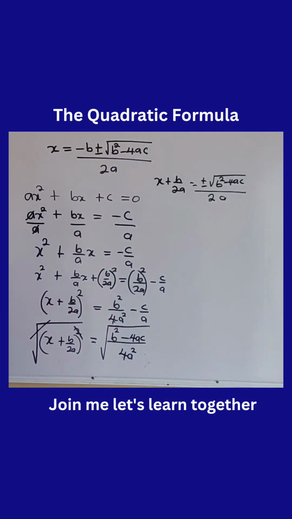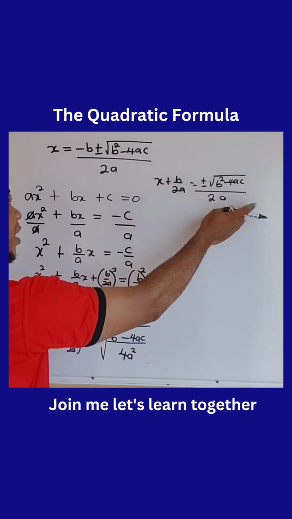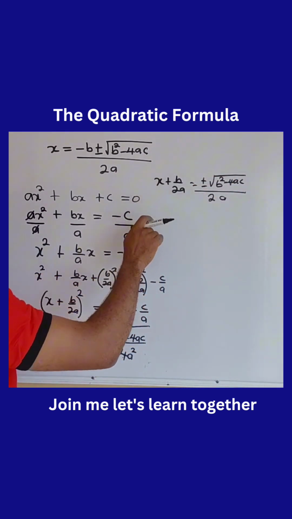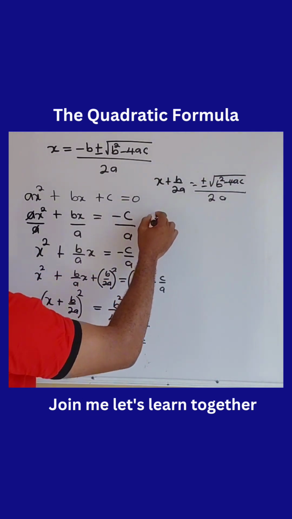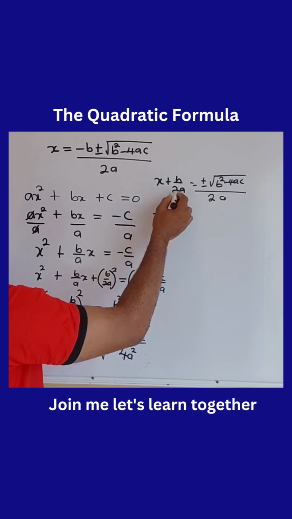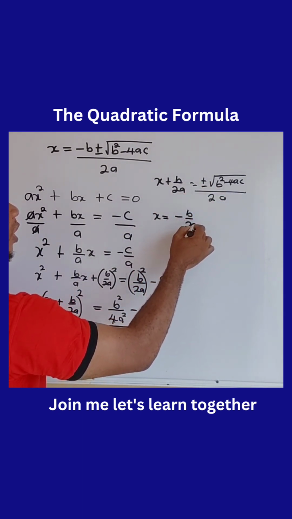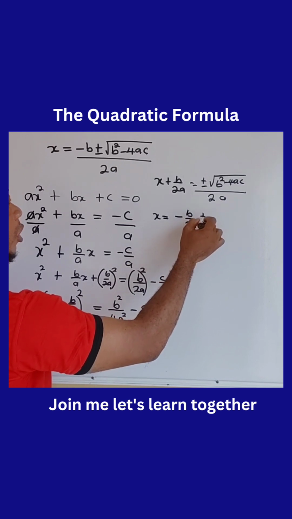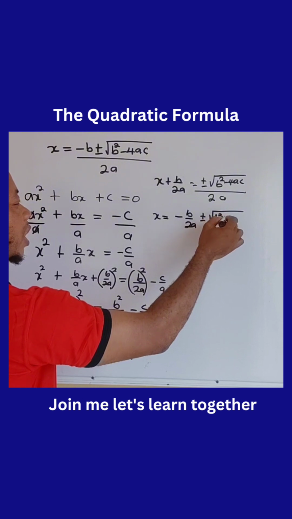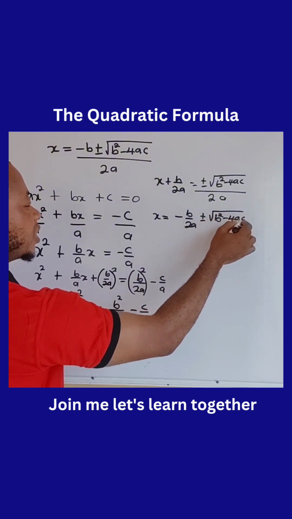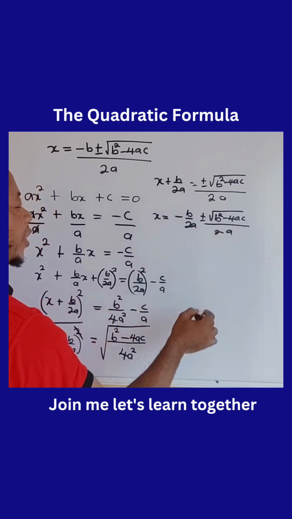All right. Now, next thing will be to move b over 2a to the right side. Remember, this is positive sign here. When it goes to this side, it changes to negative sign. So we now have that x equals, moving this to this side will be negative b over 2a, then plus or minus square root of the numerator, which is b squared minus 4ac, okay, divided by 2a.